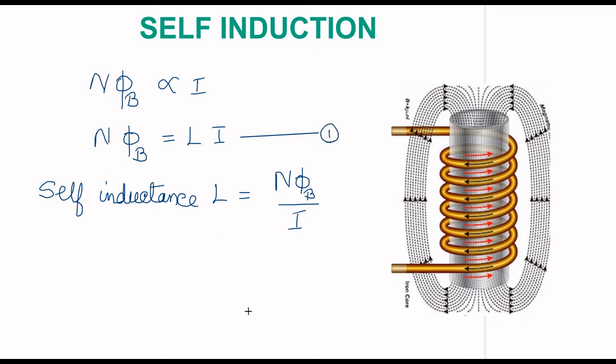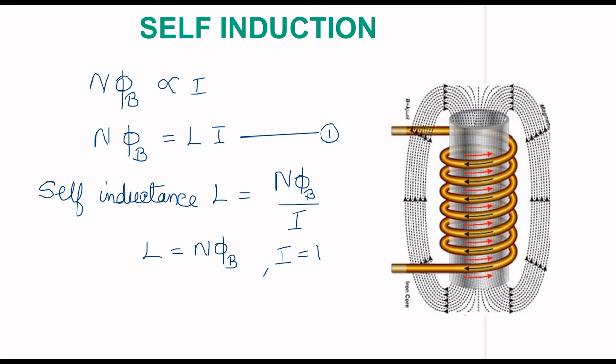Now, how to define self-inductance? L is equal to n phi b when I is 1. That is, coefficient of self-induction or self-inductance is defined as the magnetic flux change required to produce unit induced current.